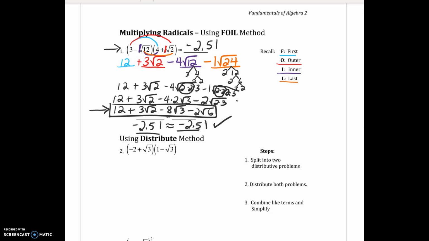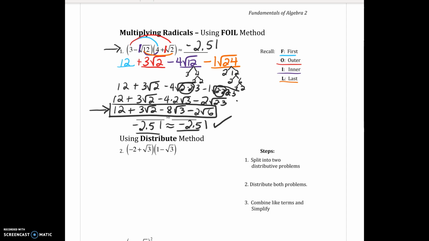Then we're going to do the outers. Now with the outers, when you do your multiplying, it will help to add a 1 in front of that radical, because anything that's outside a radical gets multiplied to the outside number of that radical. So 3 times 1 will give us 3, and then the square root 2 stays square root 2 because there's nothing to multiply it by.